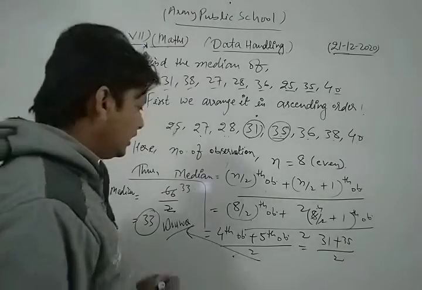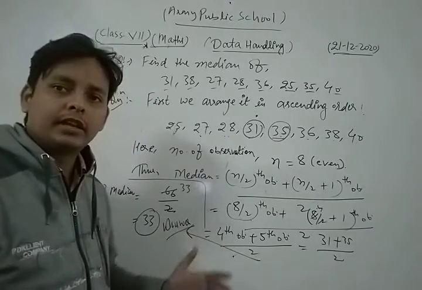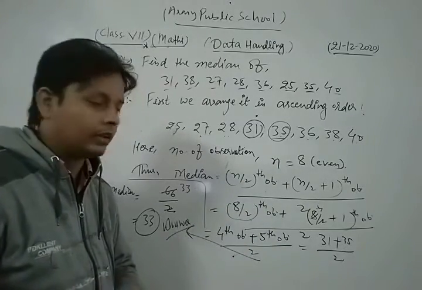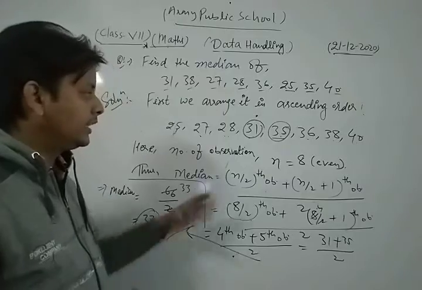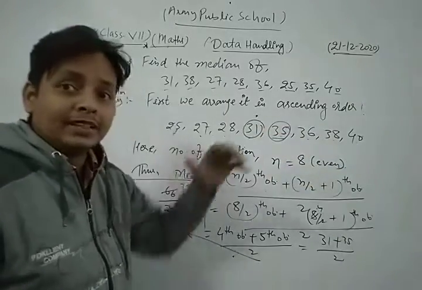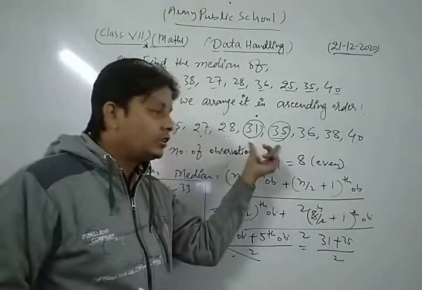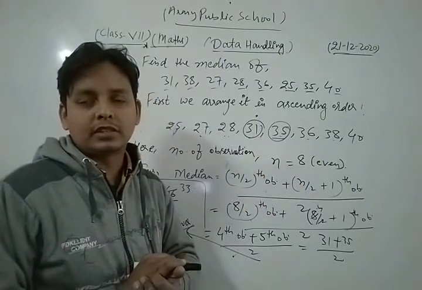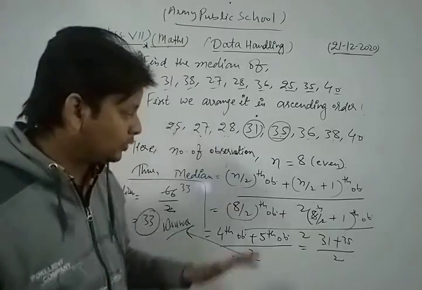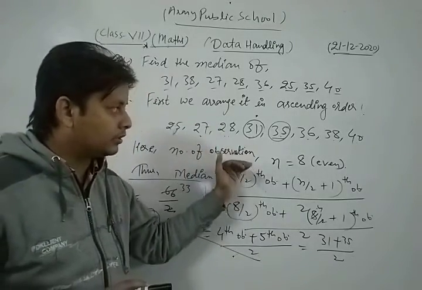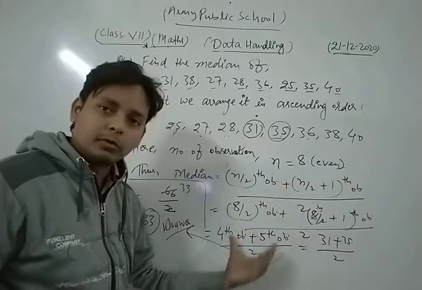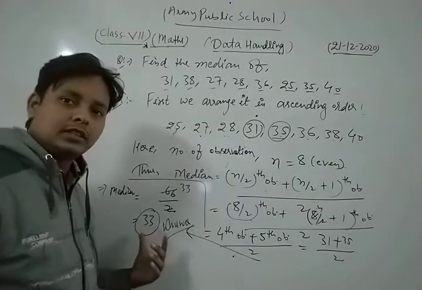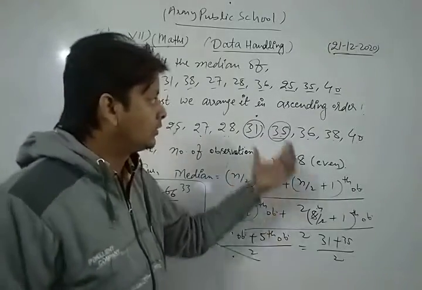Thus, dear student, in this way we find the median when the number of observations n is even. In the case of even, the mean of the middlemost two values of any set of observations is known as its median. You solve that type of question by using that formula, and in this way we get 33 as our required median.